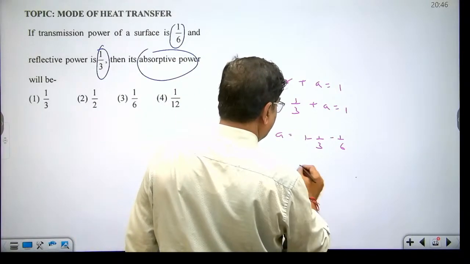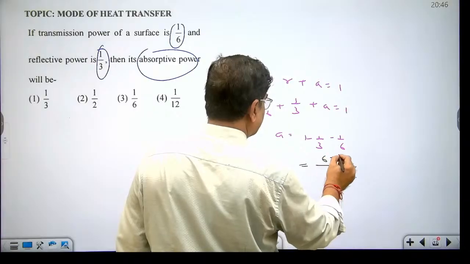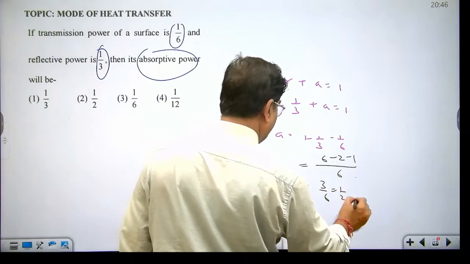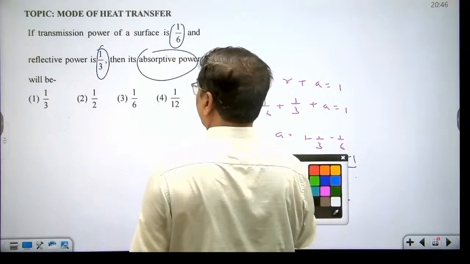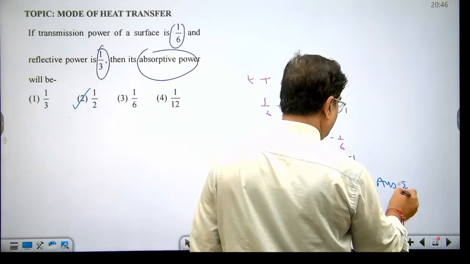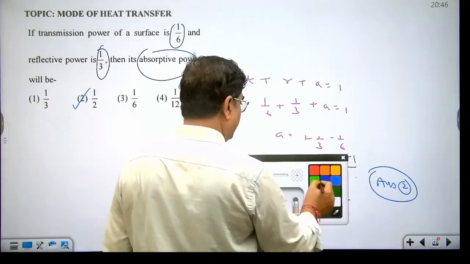This will give us (6 minus 2 minus 1) upon 6. 3 upon 6 means 1 by 2. So out of 4 choices, the correct choice is option 2. Option 2 is the correct answer.